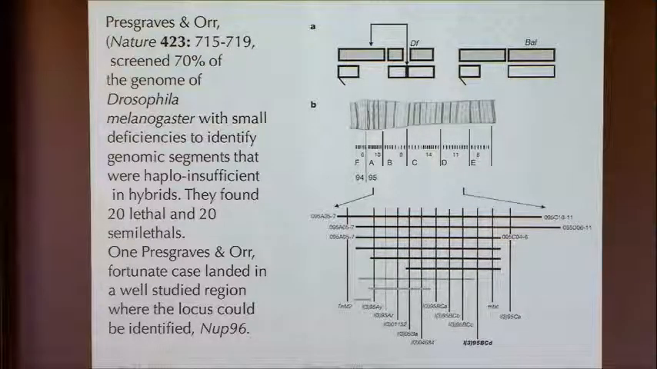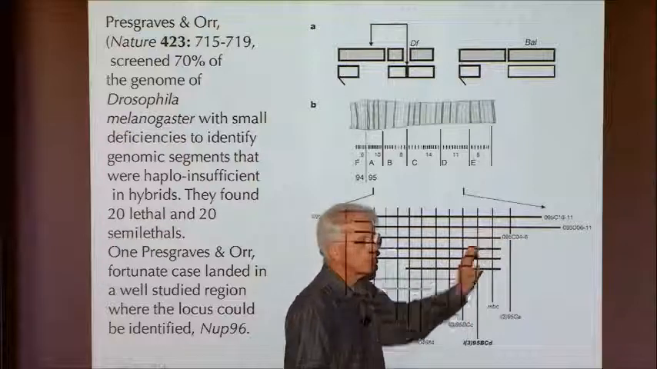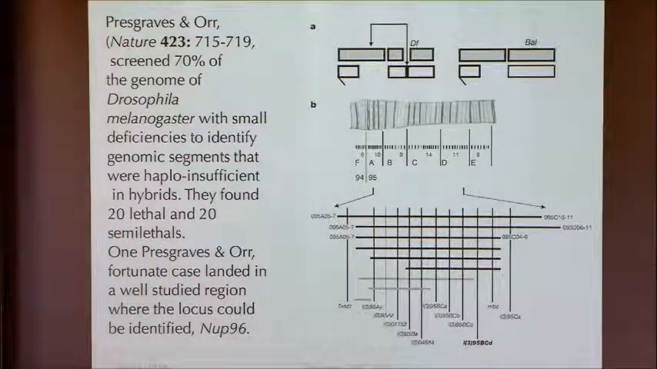Another approach, and by the way, I'm slogging through a little bit of genetics here because I want to sort of motivate the next part. Another approach that Devin Presgraves and Alan Orr pursued, and Devin pursued much more strenuously, is to take Drosophila stocks which have different little pieces of the genome all deleted out individually, one stock after another. They took those stocks, 180 or more of them, and crossed them and put them into the hybrid, and asked if it caused hybrid lethality in the cross. They were looking for genes that, when they were made haploid because they were over a deficiency, became lethal in the hybrid.